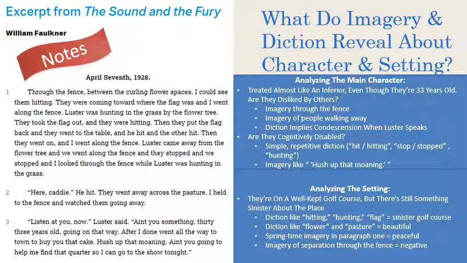We might also imply that people who play golf are a little bit more refined, tend to have a little bit more money, so we may also be learning a little bit more about the character as well. This is a lot of information that we can get just by looking at the imagery and the diction. We learn a lot about the characters and a lot about the settings.